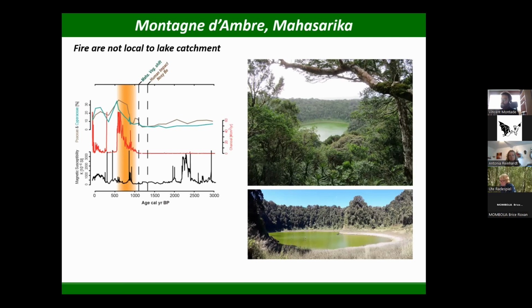And when you are inside the crater, you can see that you have an area which is quite flat that allows the development of grass, of course, and Cyperaceae. And when the lake level is quite low, all the vegetation is occurring next to the lake. That's why I think at the same time we had a fire increase in the region, an important fire increase, like you can see from 1,000 years before present, we had also an important development of grass and Cyperaceae, showing a lake level decrease at the same time.